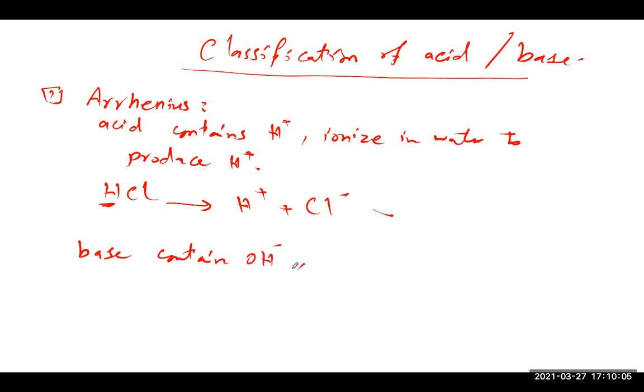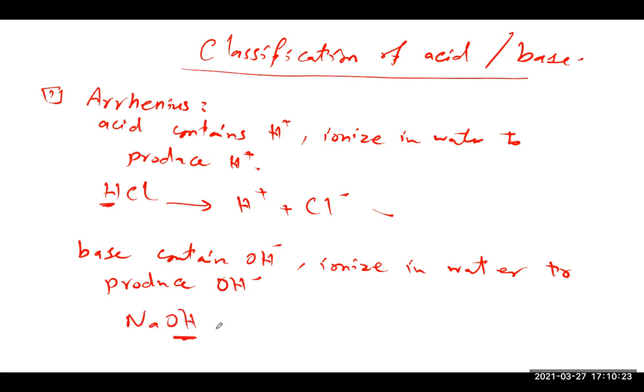Also according to Arrhenius, the base will contain OH-, hydroxide ion, and when it dissolves in water, it will ionize to produce OH-. It's like NaOH. This substance has OH-, and when dissolved in water, it will give Na+ and OH-. What is the problem with Arrhenius?